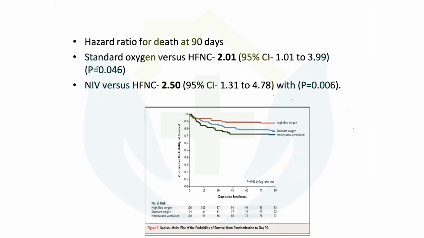So the hazard ratio for death at 90 days, standard oxygen versus HFNC, is 2%, and the p-value is 0.046. NIV versus HFNC is 2.5, which is comparable.